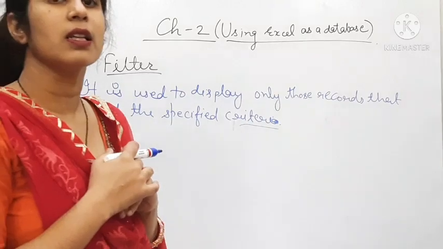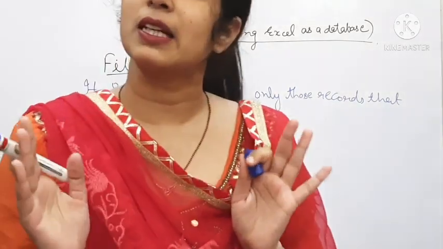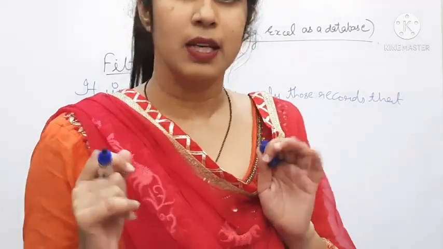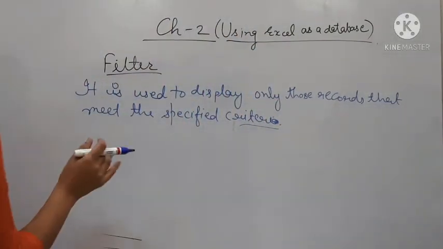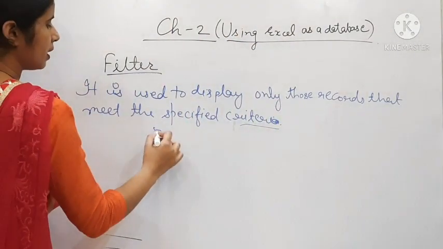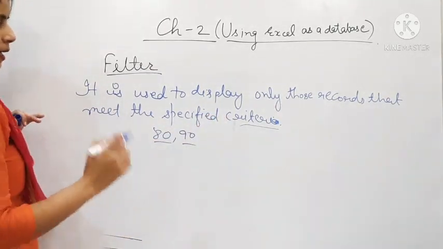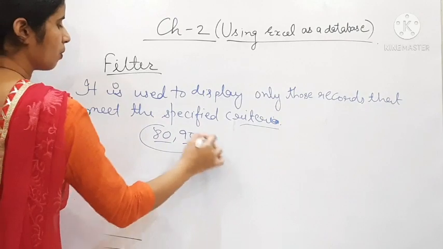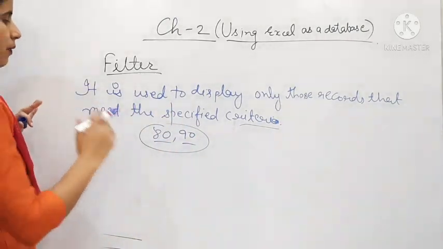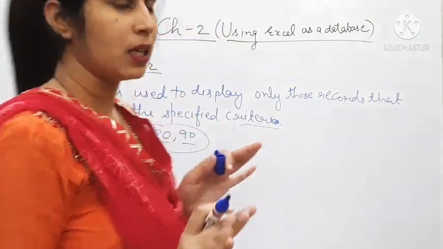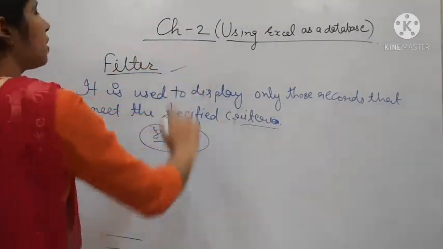Now it depends on the criteria. Whatever the criteria, the database will show us only those records. Okay, suppose I want to show the records of 80 and 90 marks only. So according to this criteria, only the students who scored these marks will be displayed. The ones who scored 70, 75 will not be displayed there.